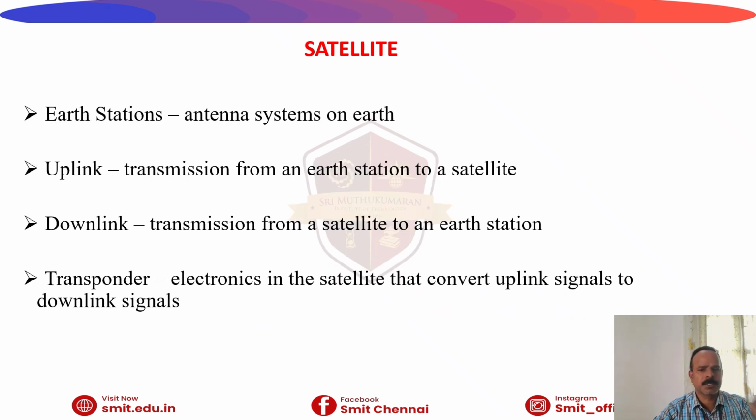In satellite communication, there are four important parts. The earth station contains an antenna system which is embedded on the earth station. Then the signal that is transmitted from earth to satellite is called uplink. That is, we are connecting the signal from earth to the satellite. That process is called the uplink process. The opposite process, that is transmitting the signal from the satellite to earth, is called the downlink process. So both things are governing satellite communication.